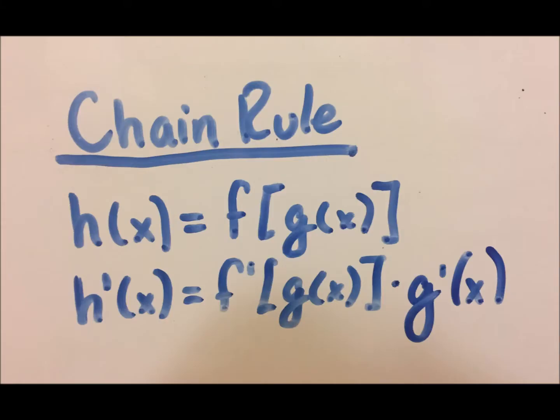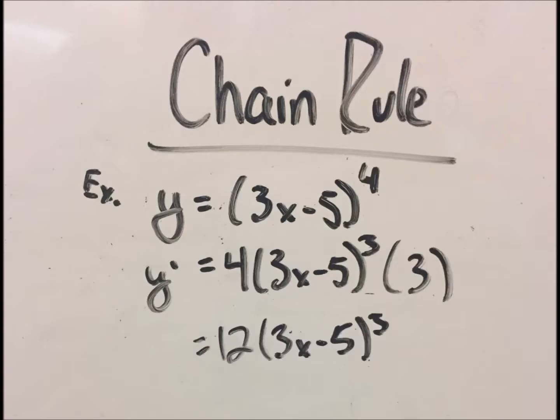This states that the derivative of an equation with a function inside a function is equal to the derivative of the outside, keeping the inside the same, and multiplying by the inside's derivative. Here is an example of the chain rule. We use the power rule for the outside function, so the coefficient becomes 4 and the exponent becomes 3. We keep the inside as 3x minus 5 and multiply by its derivative, which is 3.